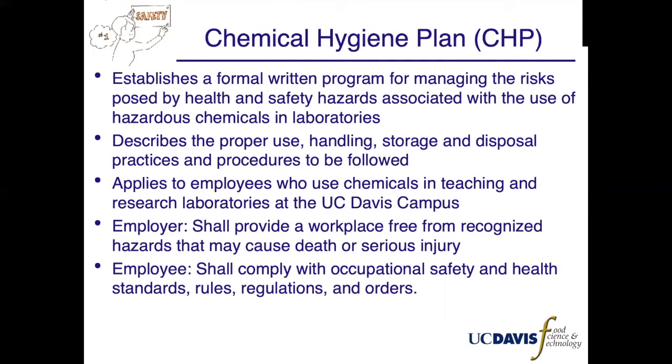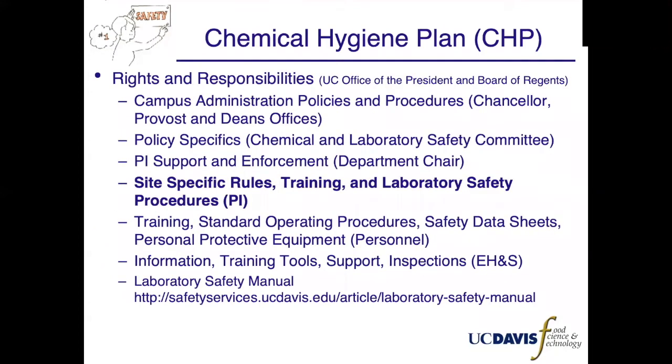It is the responsibility of the employer to provide a workplace free from recognized hazards that may cause death or serious injury. And it is the responsibility of the employee to comply with occupational safety and health standards, rules, regulations, and orders. The Chemical Hygiene Plan also details the rights and responsibilities of each of the following parties as determined by the UC Office of the President and the Board of Regents.